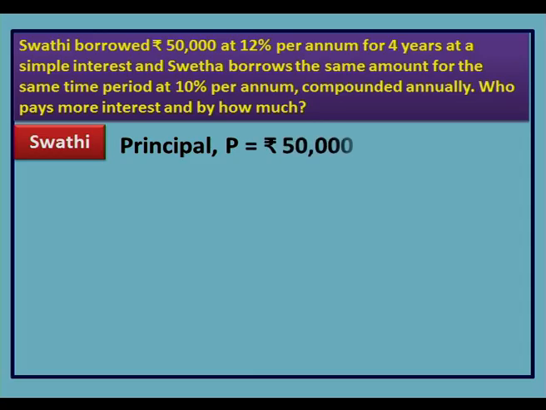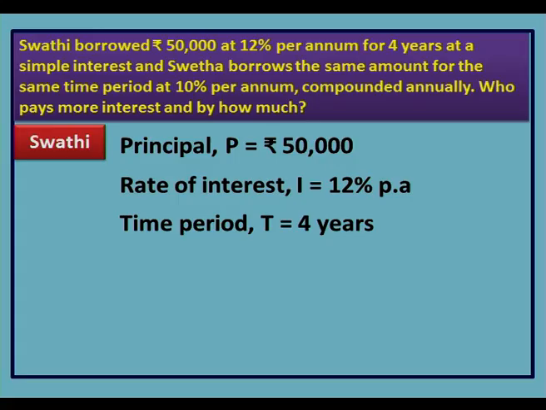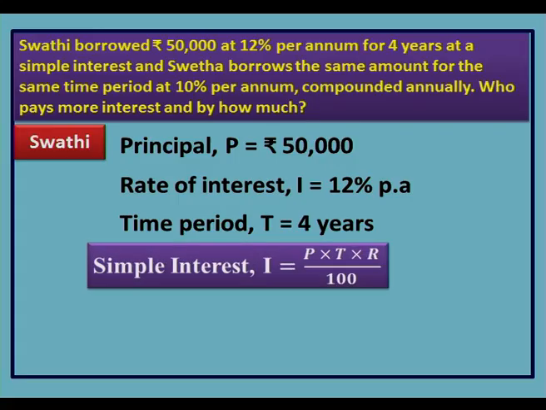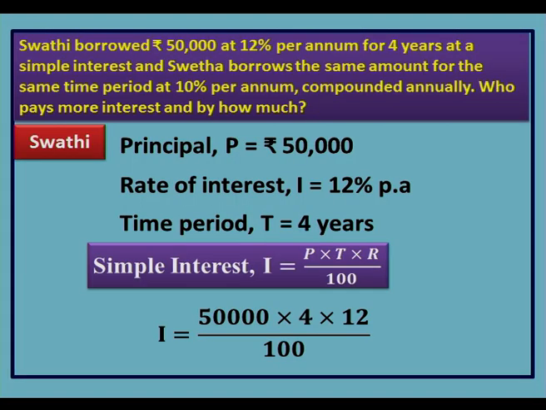The principal P is 50,000, rate of interest is 12% per annum and the time period is 4 years. Now, children, what is the formula to find simple interest? Yes, it is I equal to P into T into R by 100. Now, let us substitute the values of P, T and R. So, we get 50,000 into 4 into 12 by 100. Now, let us cancel 100. 100 goes in 100 one time, whereas in 50,000 it goes 500 times.